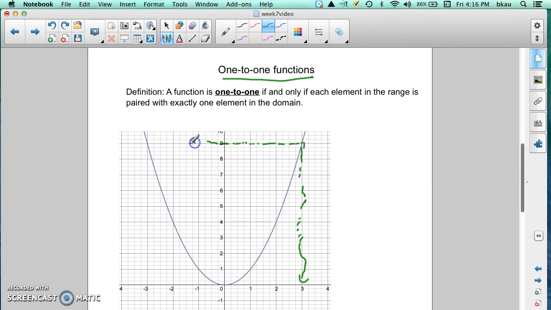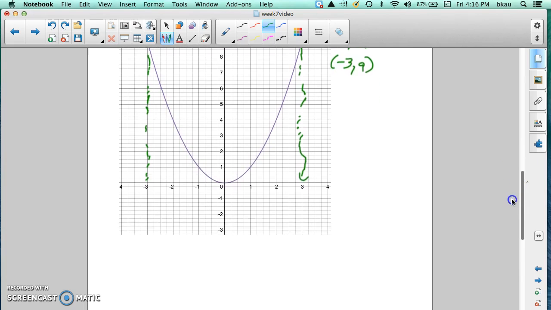Well, in this case it doesn't, because 9 also has a value over here on the range of this function. So 9 is paired with 2 domain elements. In the previous one you could see that there were 2 domain elements, 3, 9 and negative 3, 9. So this range element is paired with 2 domain elements, so it's not one-to-one. To be one-to-one means that you only have one pairing there.